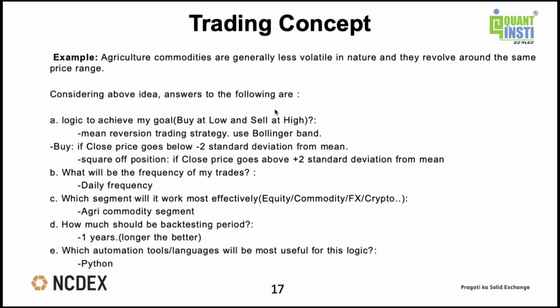So we'll take the example of again the agriculture commodities. As we know, agriculture commodities are relatively less volatile in nature as compared to other instruments like equities and forex. So they revolve around the same price range. This is one hypothesis we are going to take. Considering this, we need to find out what will be the logic behind our idea. The logic on the basis of this will be that because they are less volatile in nature and they will revolve around the same price range, we can apply a mean reversion trading strategy on that.